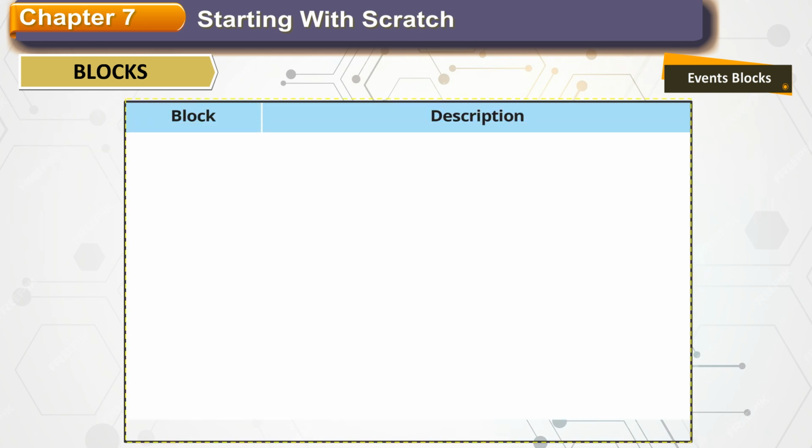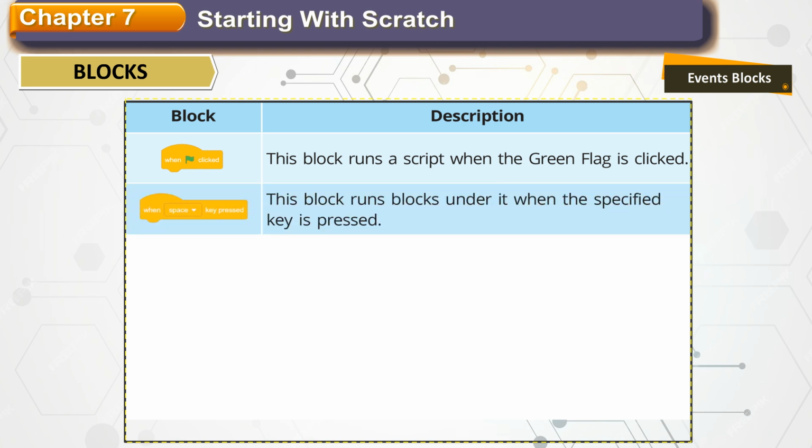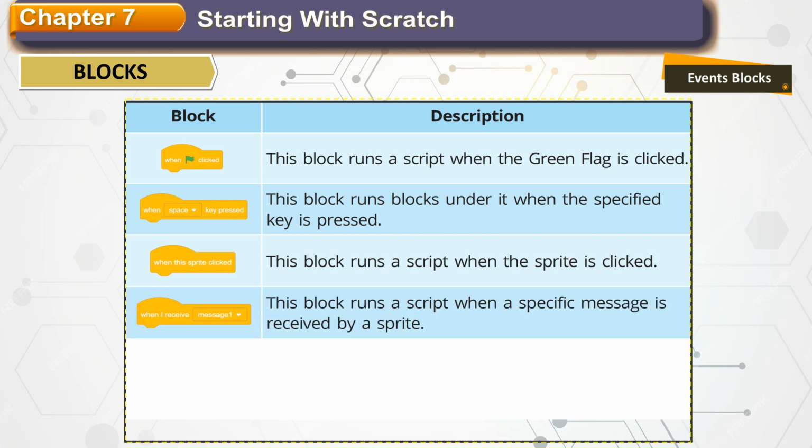Block. Description. When clicked. This block runs a script when the green flag is clicked. When space key pressed. This block runs blocks under it when the specified key is pressed. When this sprite clicked. This block runs a script when the sprite is clicked. When I receive message 1. This block runs a script when a specific message is received by a sprite.